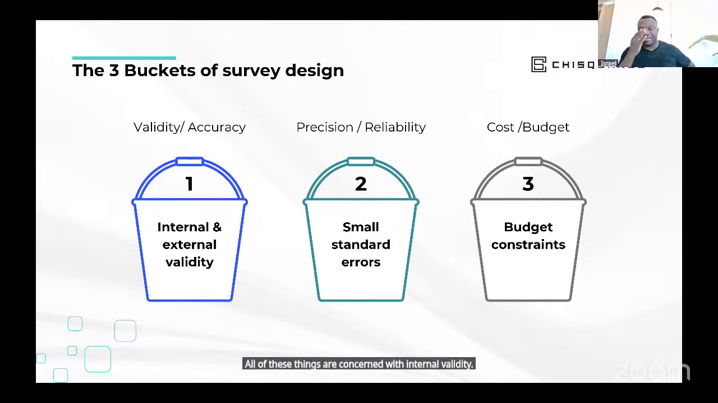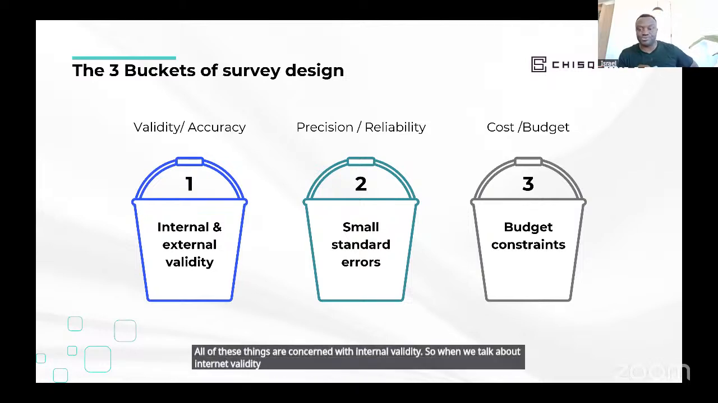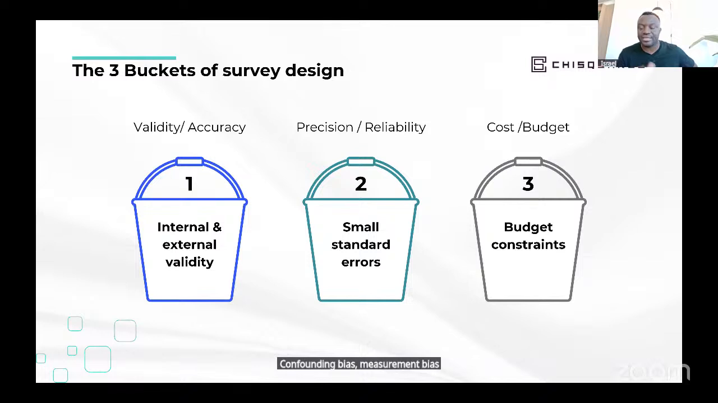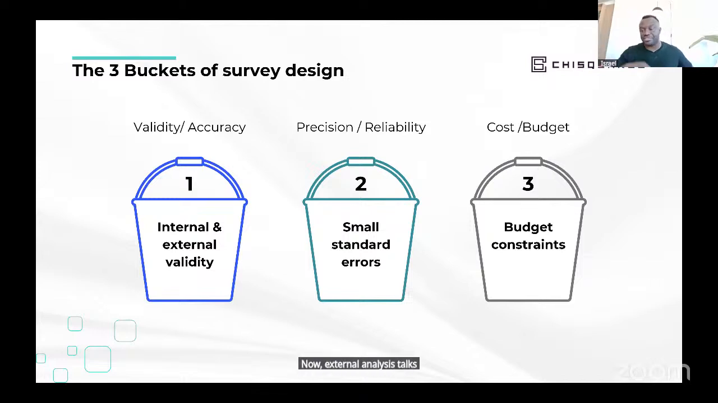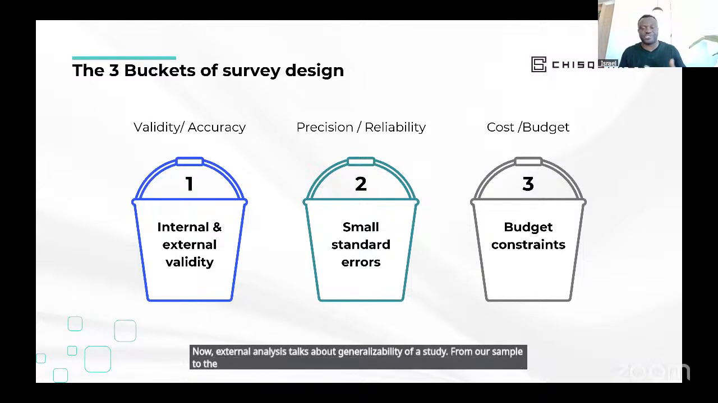So when we talk about internal validity, we're specifically referring to the three biases in epidemiology: confounding bias, measurement bias, and selection bias. Those are things we worry about in internal validity. Now, external validity talks about generalizability of a study from our sample to the broader population. So we want to make sure that there's internal and external validity. Now, do we always need external validity? No. It depends on what the study is all about.